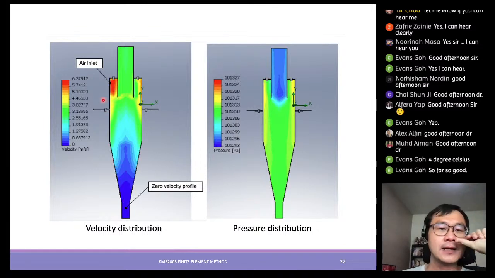Same concept: the solid particles are carried in with a high velocity, but then when it starts to rotate, just like a cyclone, at this particular end the velocity is largely reduced, and at the end it becomes zero. Eventually all the heavy solids will start to drop down due to gravity, whereas the air will continue to flow out through the middle.